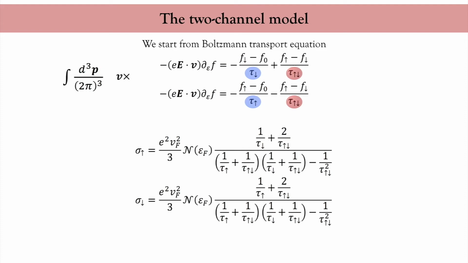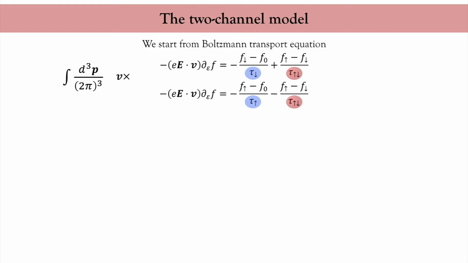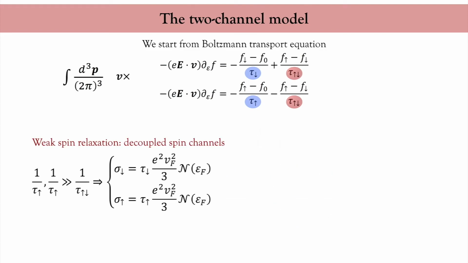Now, let's see if this makes sense. If we consider a long spin relaxation time, much longer than the momentum relaxation time, then the two channels are decoupled, and we obtain two parallel conductivities for up and down electrons. That's fine.